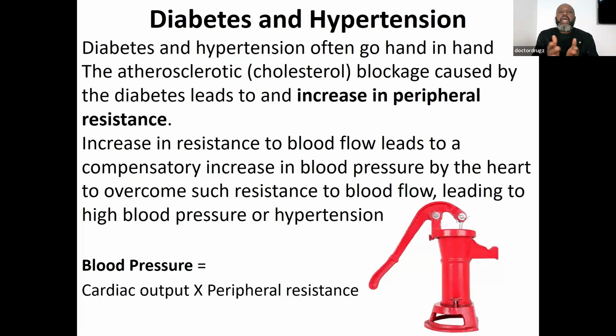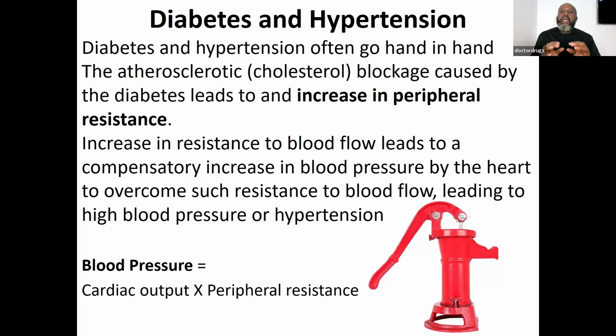Diabetes and hypertension often go hand in hand because the atherosclerotic or cholesterol blockage caused by diabetes leads to an increase in peripheral resistance. This increase in resistance to blood flow leads to a compensatory increase in blood pressure by the heart to overcome such resistance to blood flow, leading to high blood pressure.